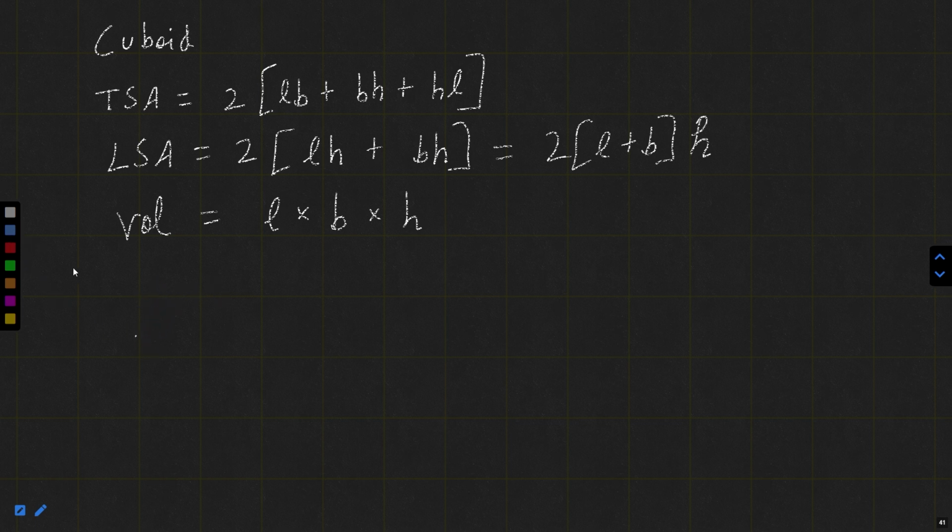Whereas the LBH are as follows. What is my L? L is my length. So this is my L, this is my B, and this is my H. Okay, so height, breadth and the length of the cuboid. I hope this is clear.